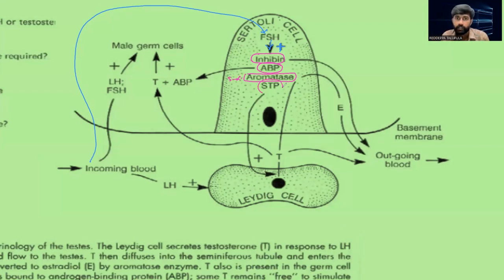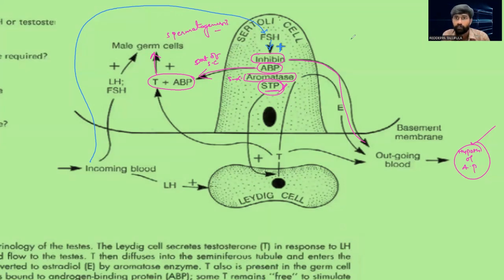Okay. It is STP, stimulating proteins. Next, see, inhibin is released into the blood and reaches the hypothalamus or anterior pituitary and causes the respective inhibiting or negative feedback mechanism. And the ABP, which is released out of Sertoli cells, binds with the testosterone and reaches the male germ cells and causes the spermatogenesis.